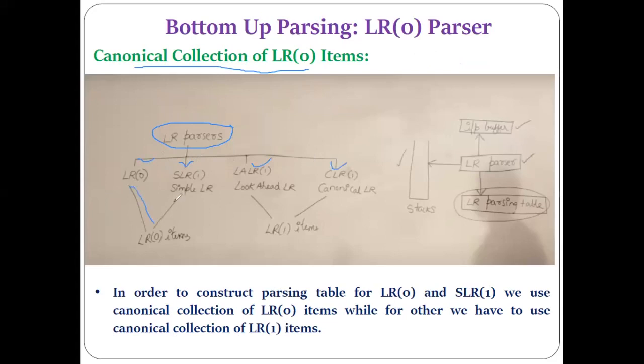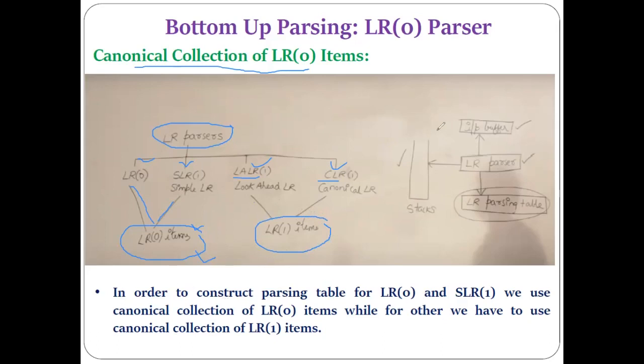For the first two techniques, LR0 and SLR1, we have to utilize the canonical collection of LR0 items. What the canonical collection is and what an item is, we will see in the further part. Here just focus: for the first two techniques, LR0 and SLR1, we utilize the canonical collection of LR0 items, and for the third and fourth techniques, we have to utilize the canonical collection of LR1 items.